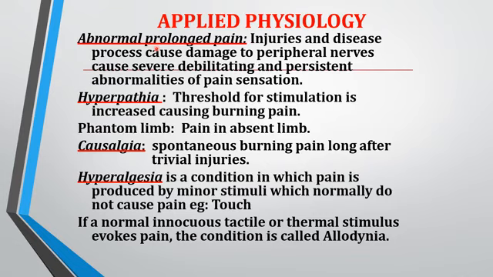Abnormal prolonged pain is present in injuries and disease processes causing damage to peripheral nerves. Severe, debilitating and persistent abnormalities of pain sensation are present. Hyperpathia is when the threshold for stimulation of pain is increased, causing burning pain. An example of this is phantom limb: the limb is actually absent but the person feels pain in that absent limb. And causalgia is spontaneous burning pain even after a trivial injury.